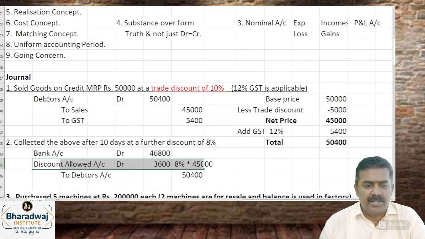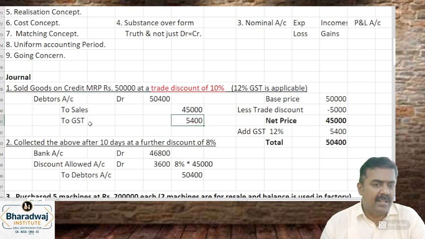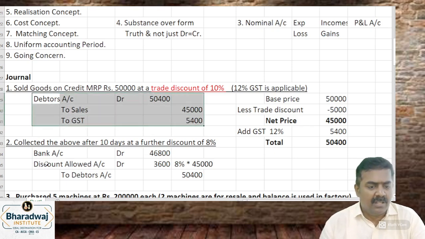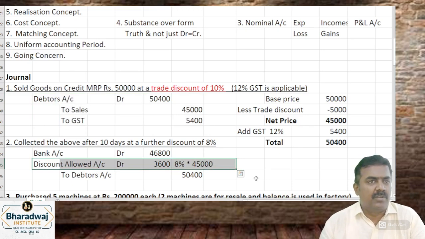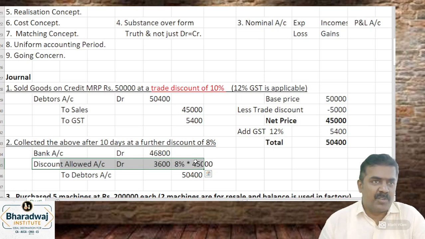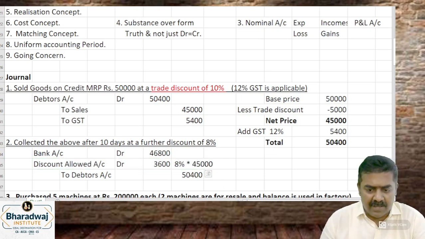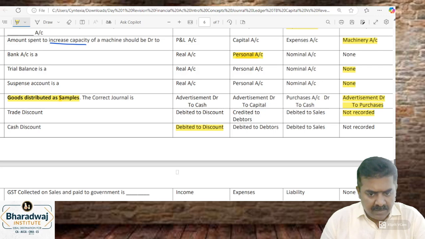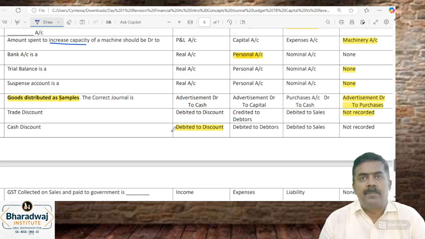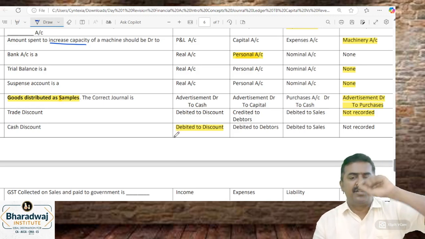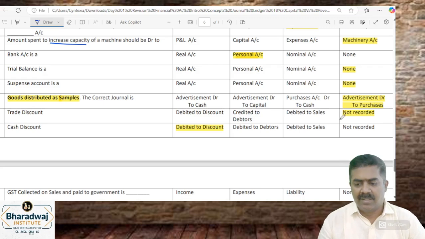Trade discount is given at the time of selling or buying. That is not recorded in the books at all. If a further discount is given, that discount will be recorded. What is called a cash discount? If you pay money on time, an extra discount is given. That is recorded in the books. In the cash discount entry, we debit the discount account and credit the debtors account. Trade discount is not recorded.